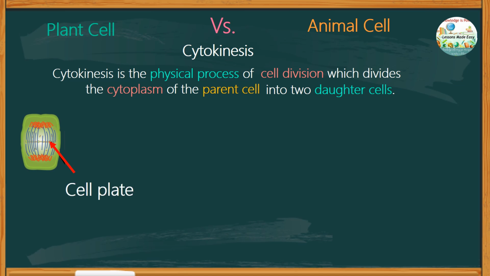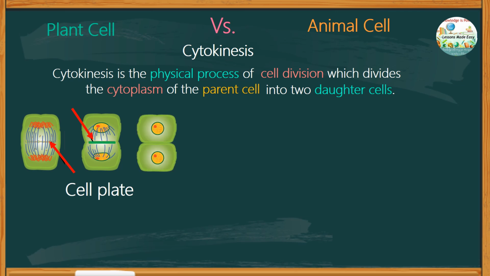During cytokinesis, vesicles carrying cell wall material accumulate at the center of the cell. These vesicles fuse to form the cell plate, which grows outward until it fuses with the existing cell wall, dividing the cell into two daughter cells.